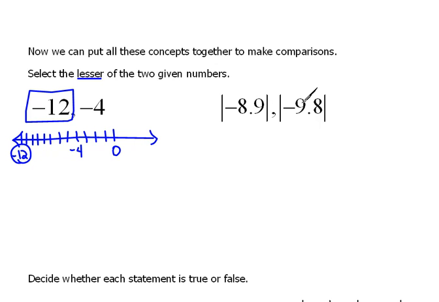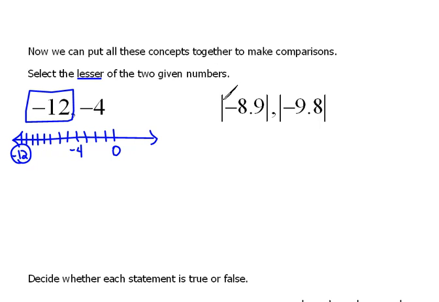Now here we have two numbers. This says the absolute value of negative 8.9 and the absolute value of negative 9.8. Now be careful. You have to simplify these before you can actually look at them. Because if we looked at just the negative 8.9 and the negative 9.8, our answer will be different than what the correct answer is.